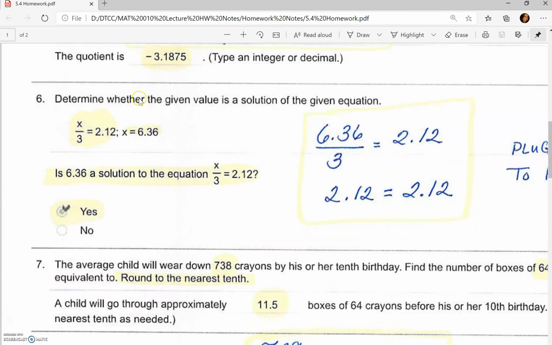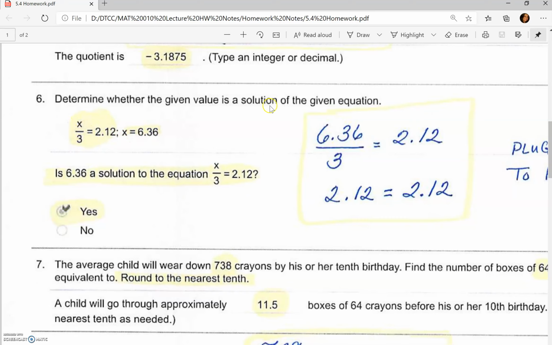Now when you get to number 6 and it's asking you whether it is a solution, when we're providing you with this equation, you can see, which is x over 3 equals 2.12, they're asking you to plug in this value for x.